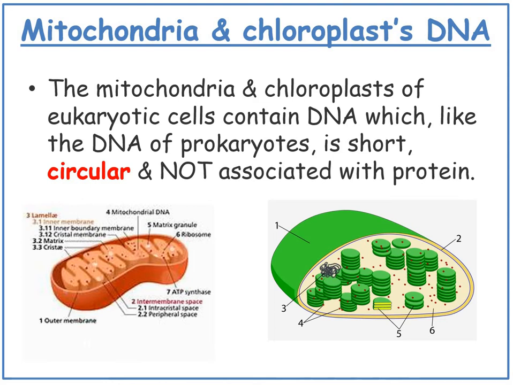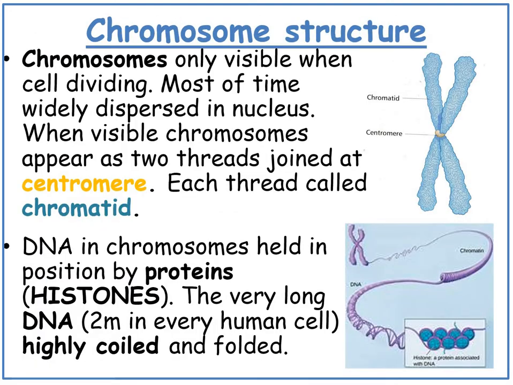So now looking at the mitochondria and chloroplasts DNA. The mitochondria and chloroplasts of eukaryotic cells contain DNA which, like the DNA of prokaryotes, is short, circular and not associated with proteins. So if you're ever asked a question about what the DNA is like in mitochondria or chloroplasts, just think of prokaryotes because it's similar: short, circular and not associated with proteins.